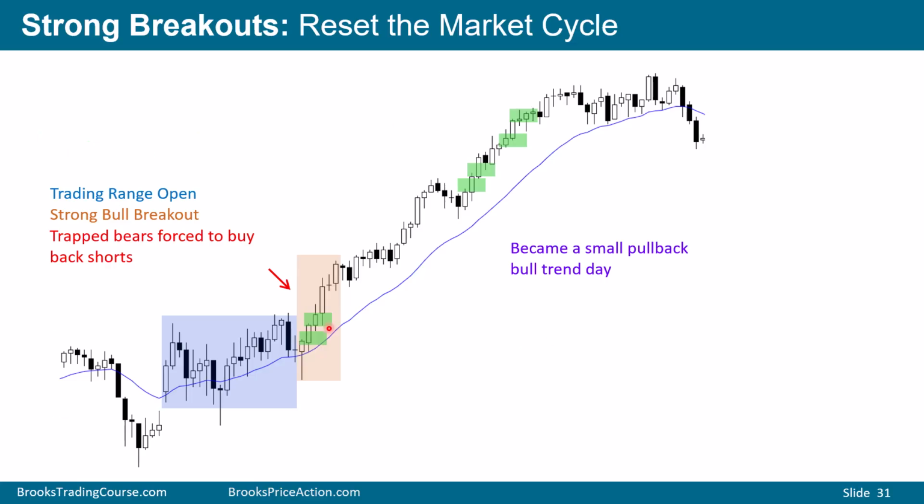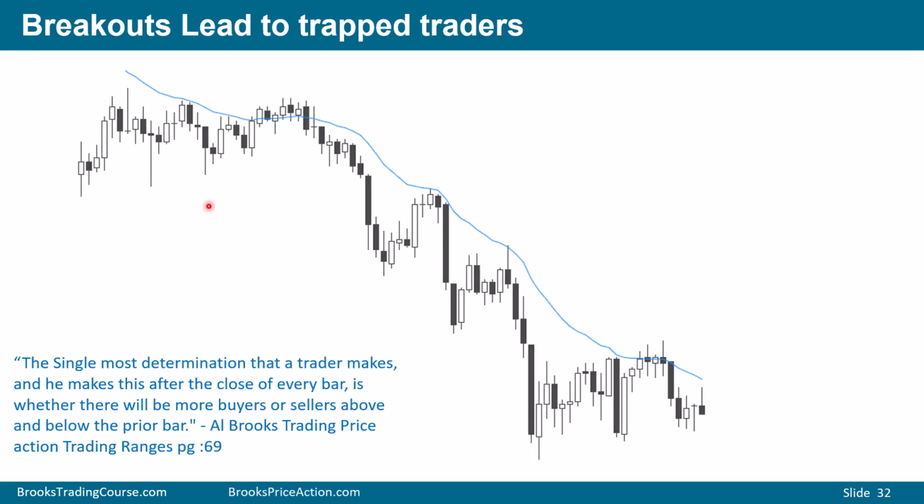Strong breakout, again, it resets the market cycle. We had a trading range open and a strong bull breakout. This traps bears and they're forced to buy back their shorts. Bears, they're selling above bars, they get trapped into a losing position, and guess what? They've got to buy back their shorts. And if they don't buy back their shorts, they're going to face a lot of pain. And you can see bears, eventually, they were forced and squeezed out of the trade, and it became a small pullback trend day. Breakouts, they lead to trapped traders.